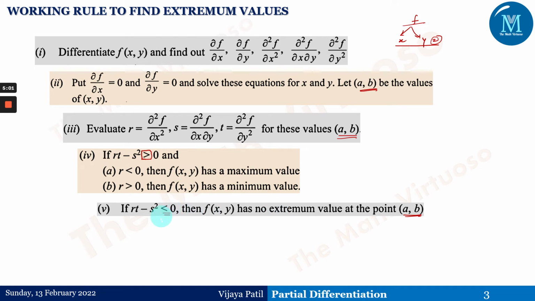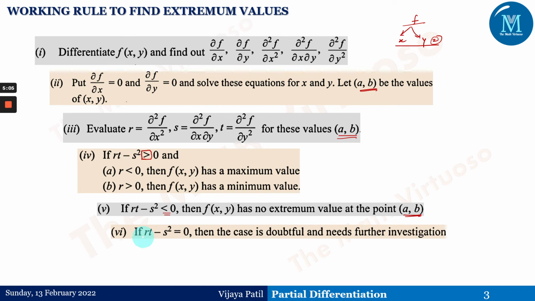If it is less than 0, then neither max nor min will exist. And if RT minus S square is equal to 0, then the case is doubtful and needs further investigation. This is the limitation of the particular values I'm working on. We are not going to consider questions based on RT minus S square equal to 0, because we need other investigations which we are not including in this section.